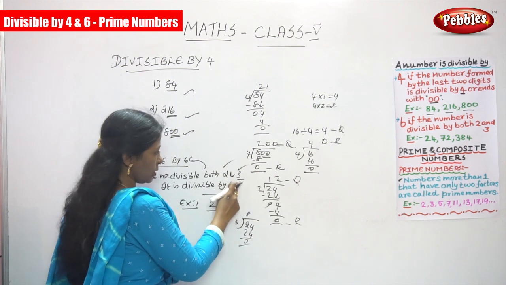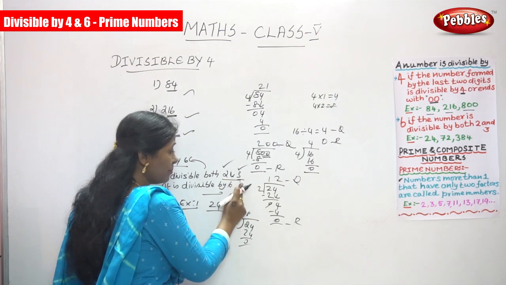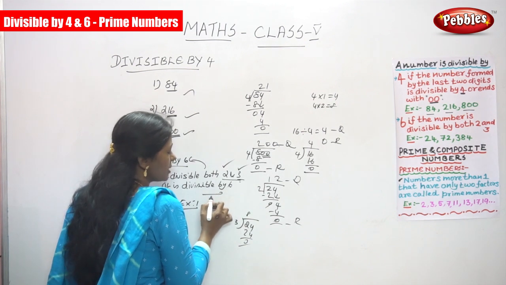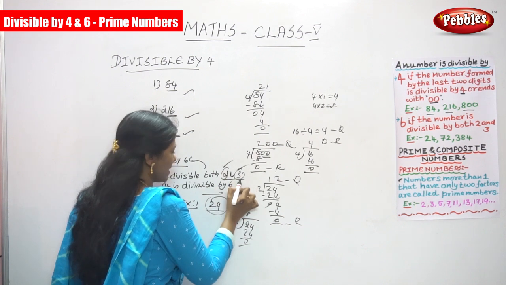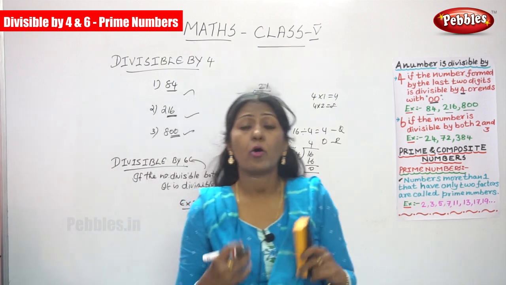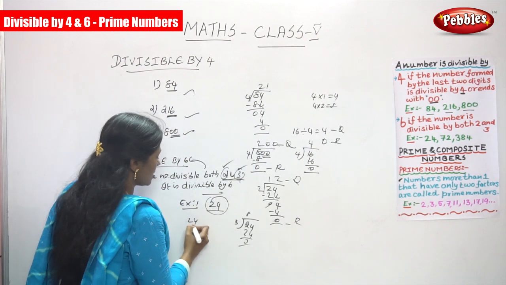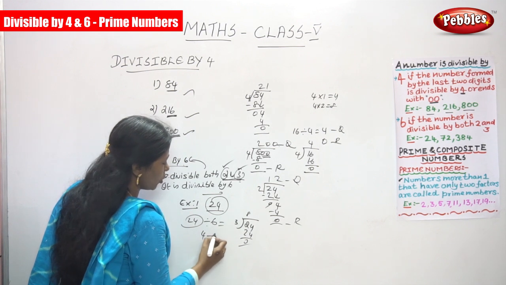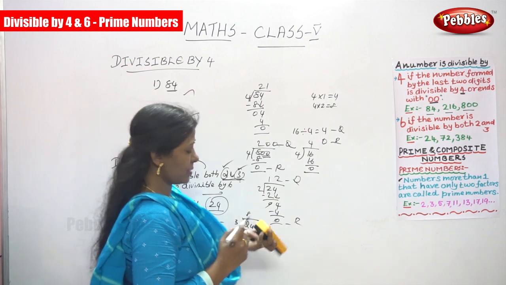So 2 and 3, both rules, the number is divisible by what? Divisible by 24. That is, 24 is divisible by 2 and 3. So the rules are satisfied. So 24 is automatically divisible by what? 6. The rule is satisfied. So 24 is divisible by what? 6. The answer is what? Quotient is 4. Remainder what? 0.